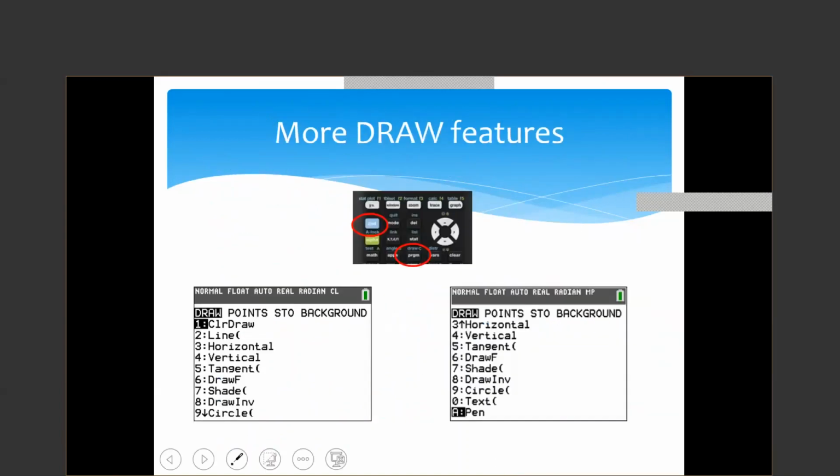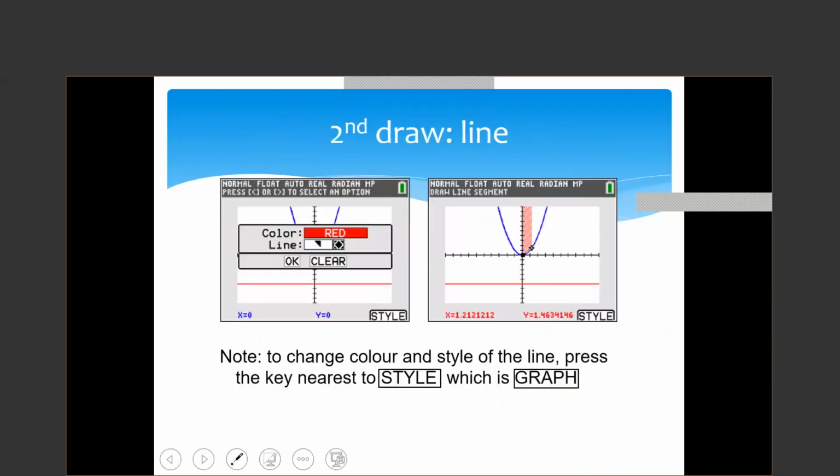Okay, I'm moving on to more draw features now. Okay, so second draw is the one that you'll be using very often. And then all the various draw features, we will go through one by one, those that are useful. Okay, so I will be going through lines and so on. Okay, let us move back to the software.